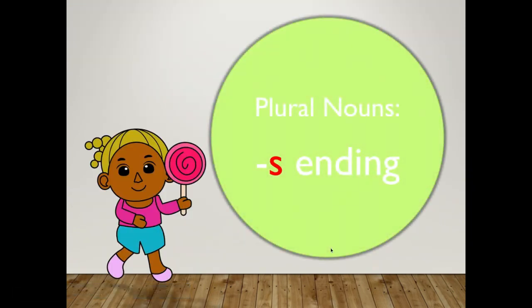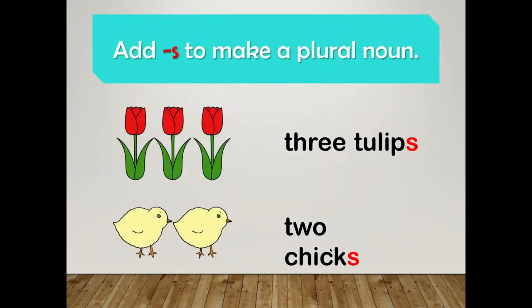So most of the time when we're showing plural nouns, all we need to do is add an S, okay? Most of the time, all we need to do is add an S. For example, look, 1, 2, 3 tulips. I just added an S. 3 tulips. I've got more than 1 tulip. 1, 2, I've got more than 1 chick. So I added an S, and now I can show that I've got 2 chicks.